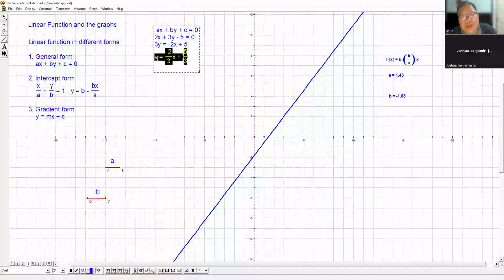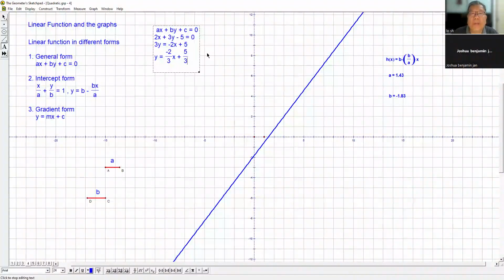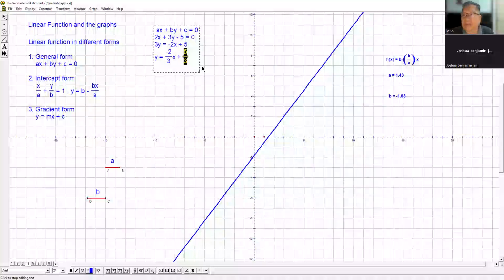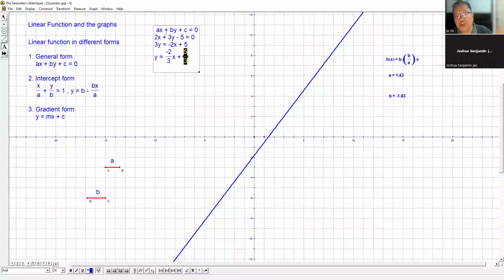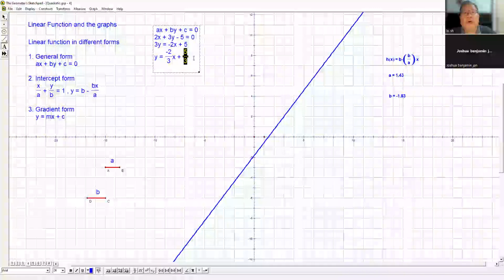Why should I change it into y equals to mx plus c? Why do I want to change to this form? The reason is because the values in front here carry a certain meaning. The m here has a meaning, and the c here also has a meaning in the graph. So that's why we prefer to change the general form to the gradient form.